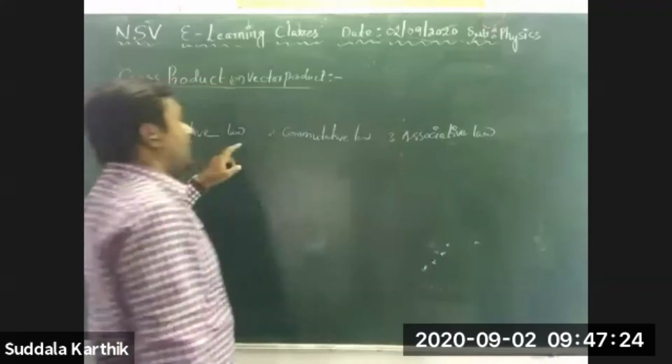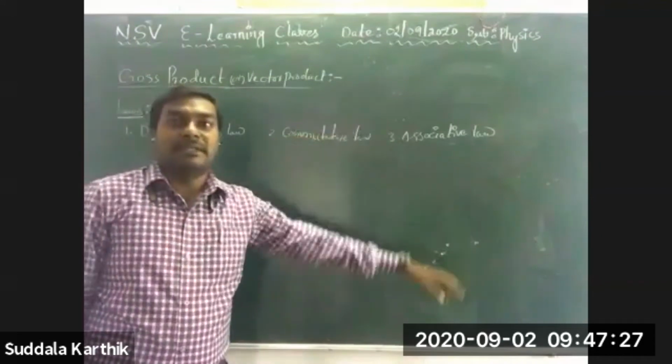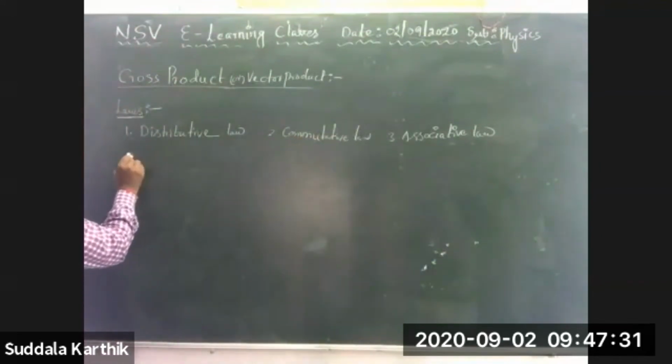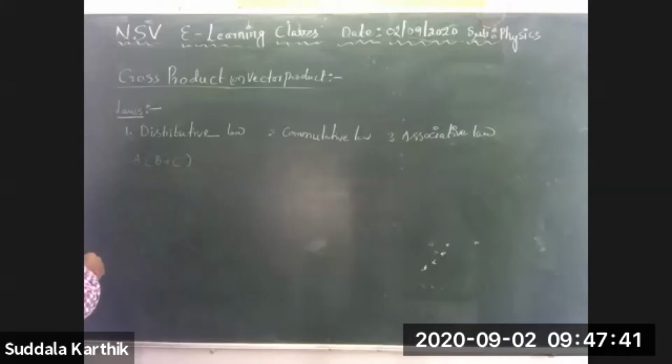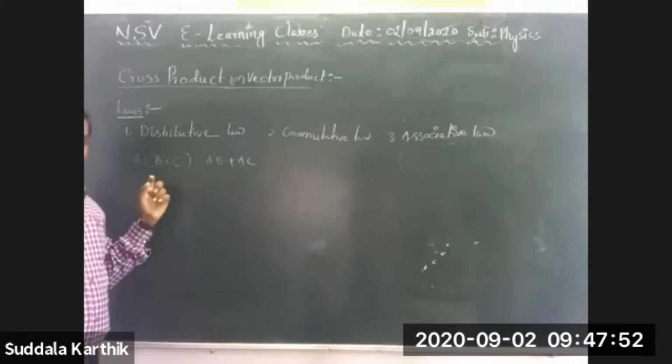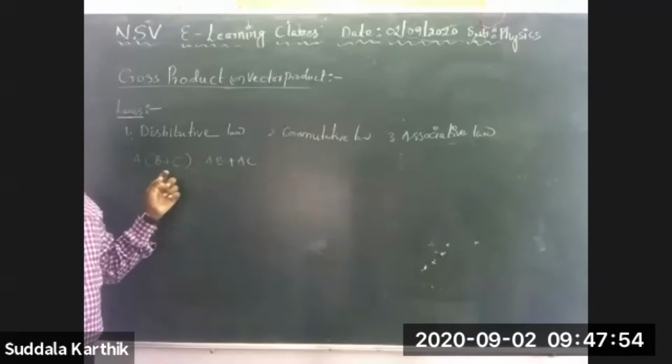Distributive law, commutative law, associative law. There are two different laws. Distributive law: I told you already. A into (B plus C) equals AB plus AC, that is, A into B plus A into C. It is a general case now. You are saying the general law.